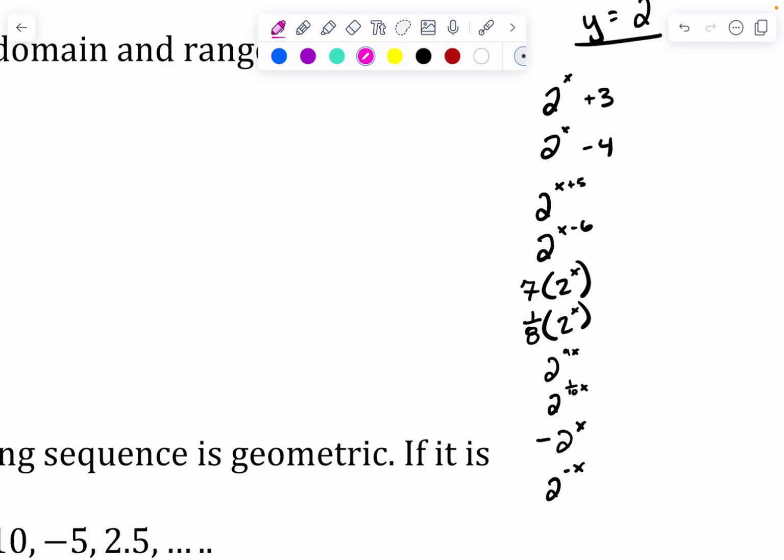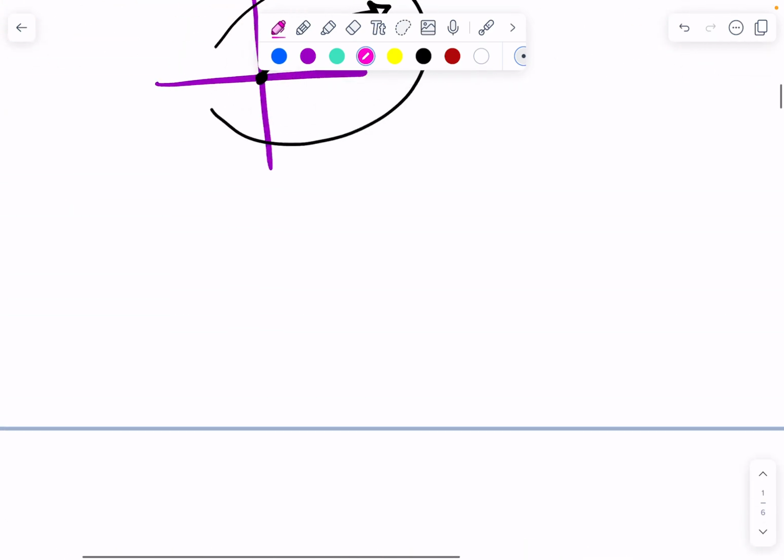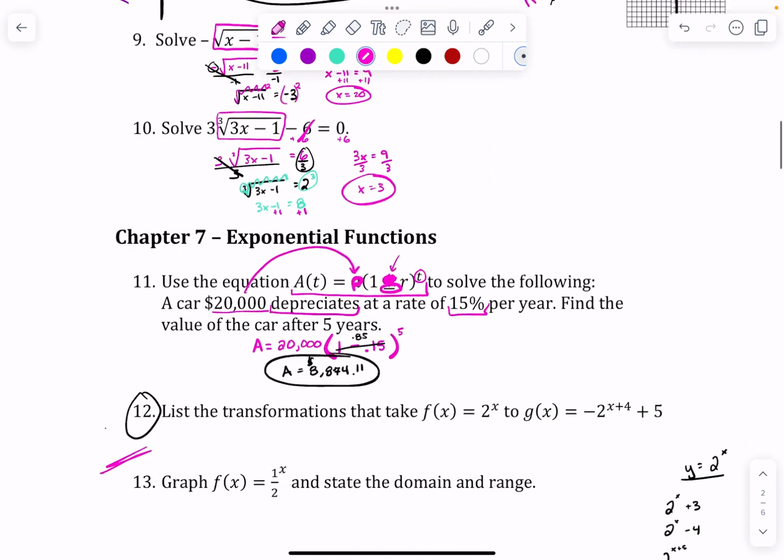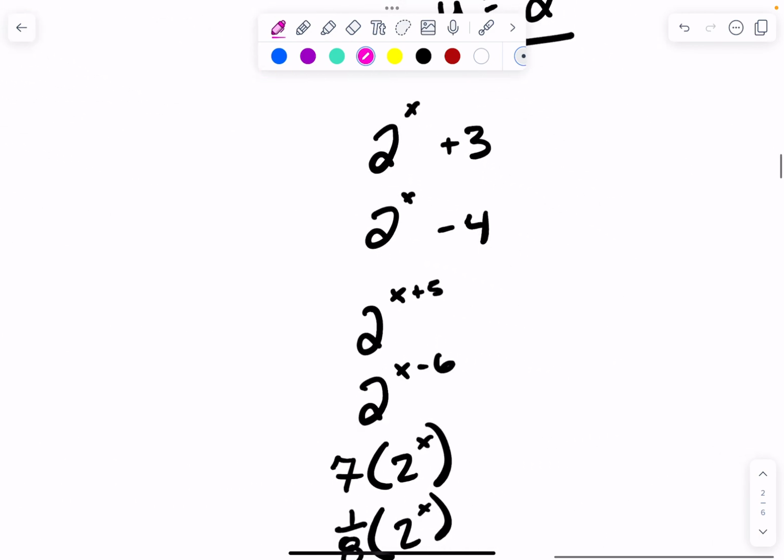So in a similar way that these guys, this meant down 1 and this meant to the left 3, it's similar for an exponential function. So what is that plus 3 going to do? It's going to move it up 3. Minus 4 means down 4.